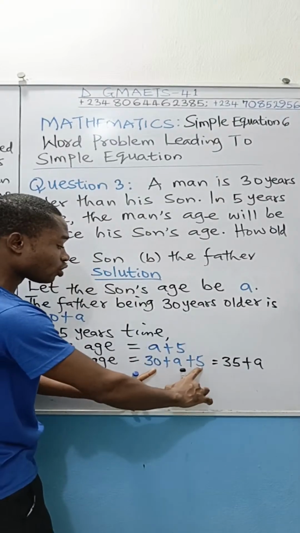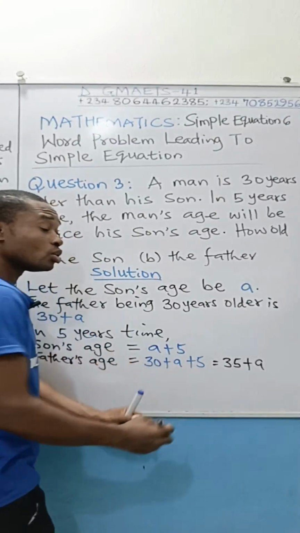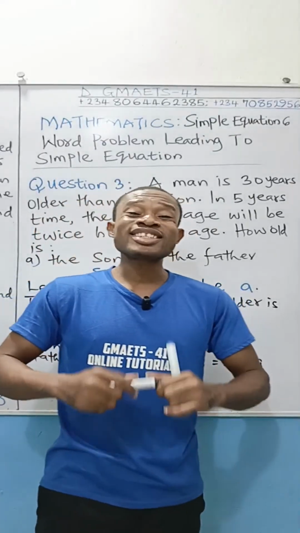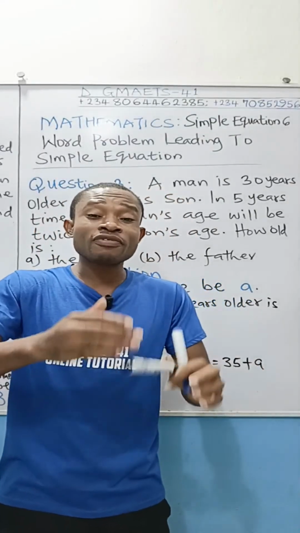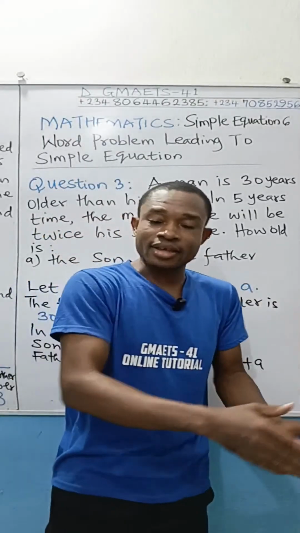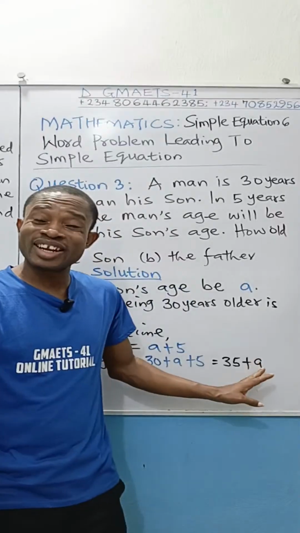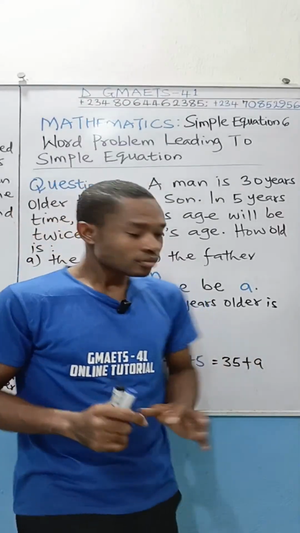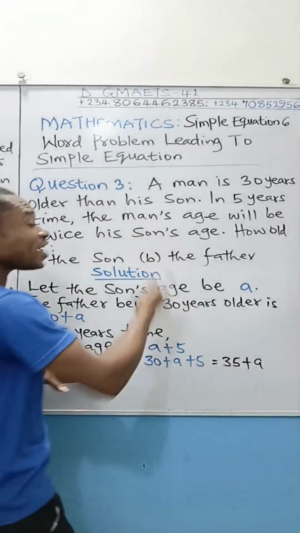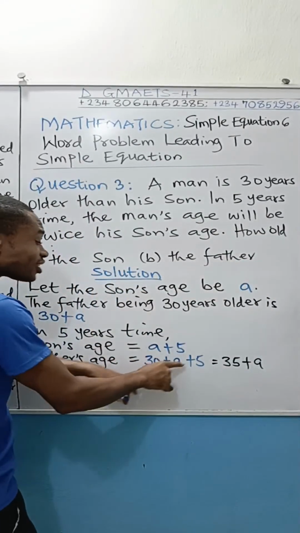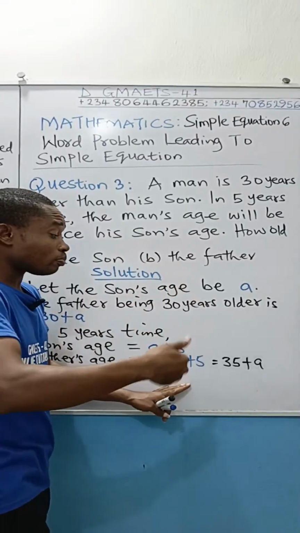And you see, so you can group them together. 30 plus 5, you get 35. Then plus A. Are you following? Please take note. 30 plus 5 will give you 35. Then plus A. And you know that 35 and A are not like terms, so you leave it like that. 35 plus A. So this is what happens in 5 years' time. So in 5 years' time, the father's age will be 35 plus A.